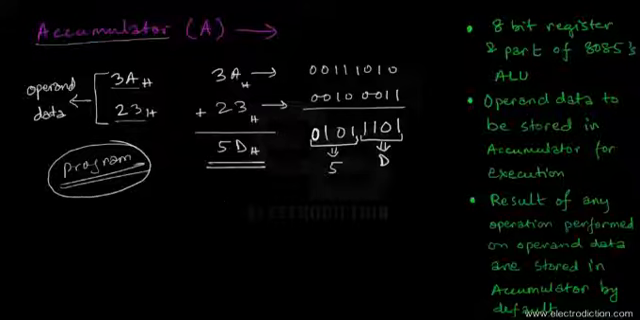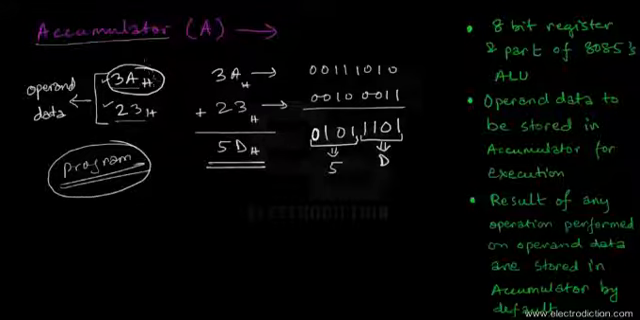So what we have to take from over here is that, since we are going to execute an addition process, and as the second point says that operand data should be stored in register A, I mean in the accumulator, we should at least store one of the operand data. It could be either 3A or 23 in the accumulator. Let's just store 3A in the accumulator.